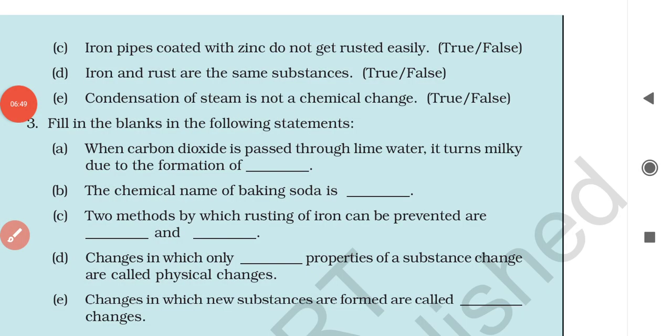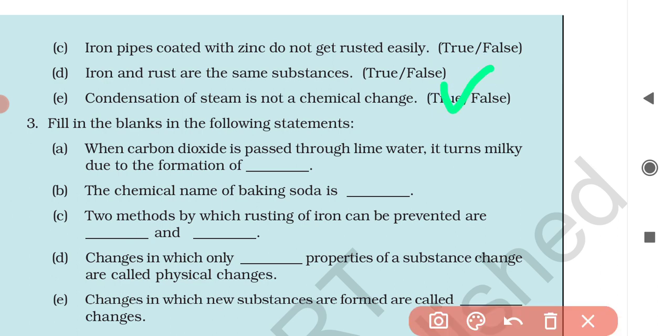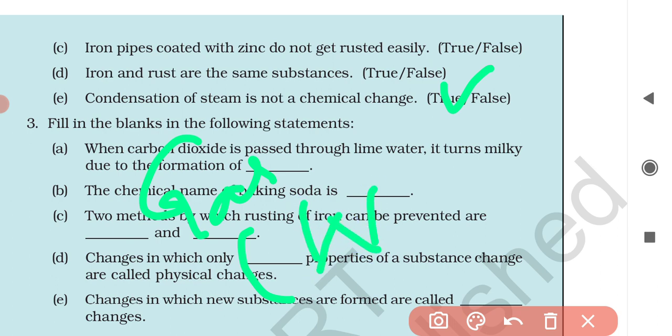Next, condensation of steam is not a chemical change. True or false? It is true. Why? Because see, what is the state of matter of steam? It is gas, right? And it contains water only. It contains water vapor, hot water vapor.